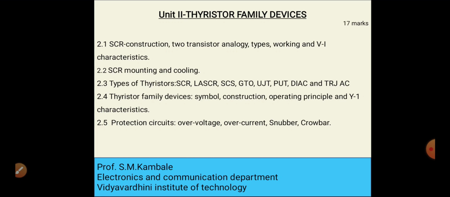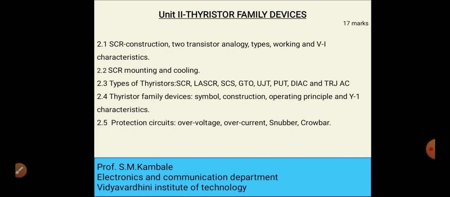Okay, so the thyristor family is basically divided into two parts. One is power control thyristor, second is triggering devices. Power control thyristor is again divided into two types, unidirectional and bidirectional. In the unidirectional there is SCR, LASCR, SCS, LASCS, SUS. In the bidirectional there is a triac. In the triggering devices there is UJT, DIAC, SBS, SUS, etc.